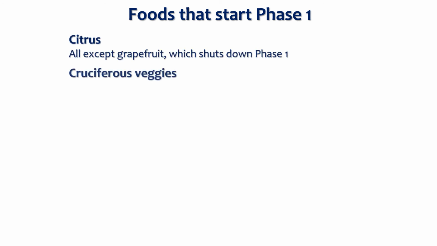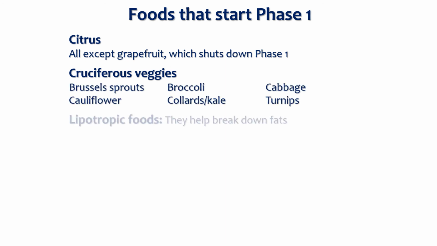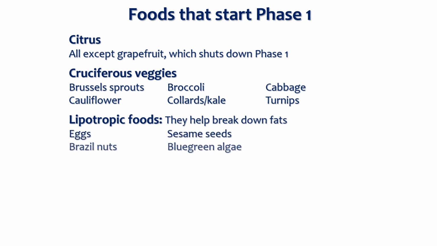Foods that start phase 1 are citrus fruits, all except grapefruit, which actually shuts down phase 1 metabolism. So that's kind of an interesting thing about grapefruit. Cruciferous vegetables, and this is in large part because of the sulfur found in cruciferous veggies: Brussels sprouts, cauliflower, broccoli, colored kale, greens, cabbages, turnips.